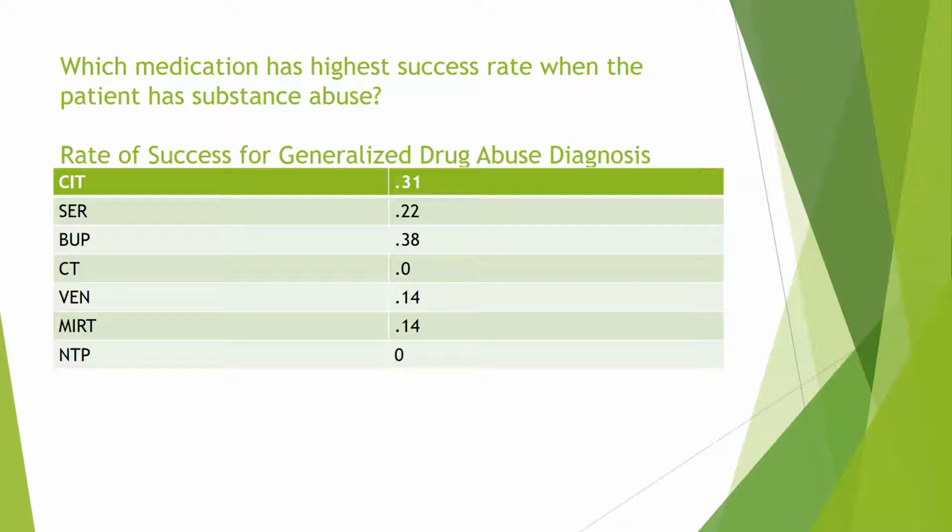So, which medication has the highest success rate when the patient has substance abuse? The rate of success for substance abuse diagnosis was SIT 0.31, SER 0.22, BUP 0.38, CT 0, BNN 0.14, MIRT 0.14, and NTP 0. So the highest one on this was BUP.